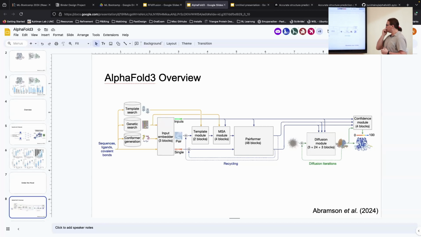These go through the input embedder to kind of produce a few different representations. We have this green inputs representation, which we'll talk about later, and then the pair representation and the single representation. These represent similar things to what we saw earlier. However, there are some technical difficulties we need to talk about.